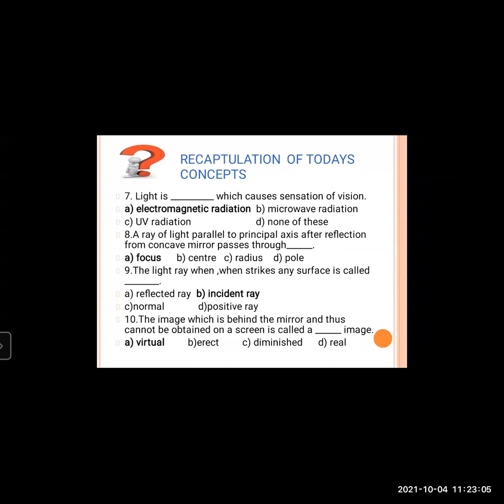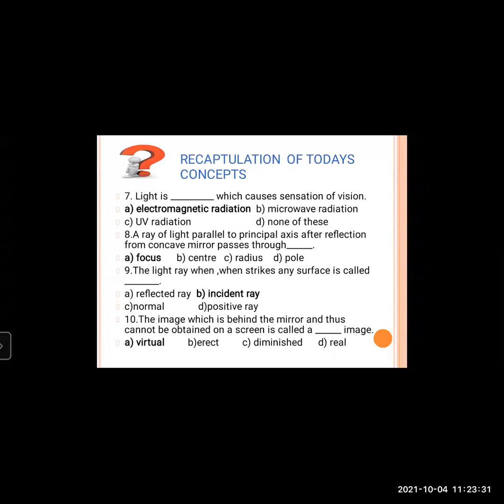A ray of light parallel to the principal axis after reflection from concave mirror passes through dash. This is one of the rules which we have studied from the 3 rules. So what happens to a ray of light which is parallel to the principal axis after reflection from the concave mirror? It passes through the focus, that is capital F point.